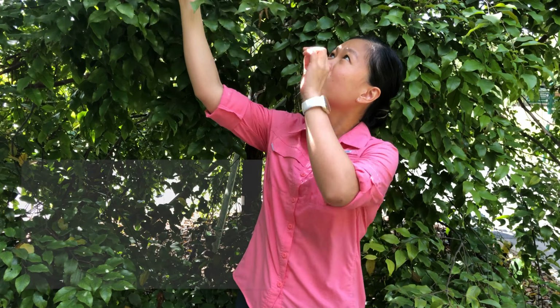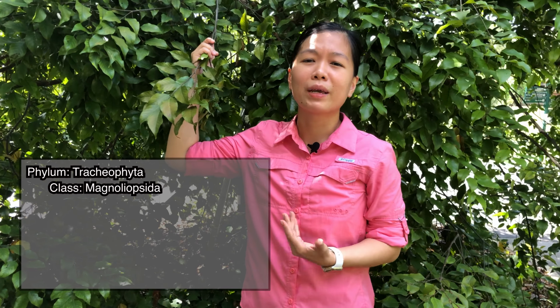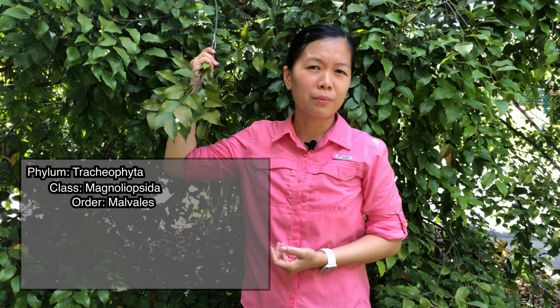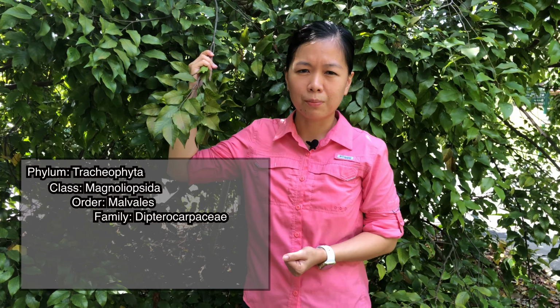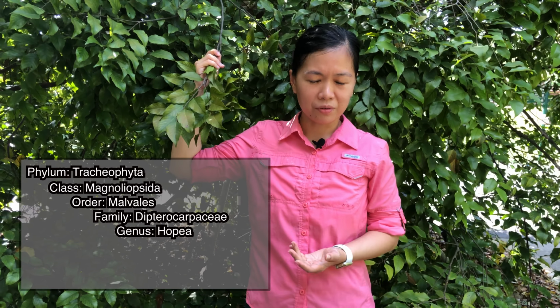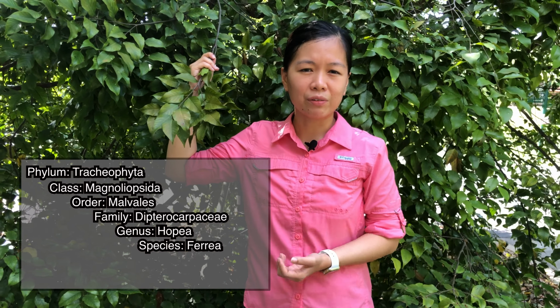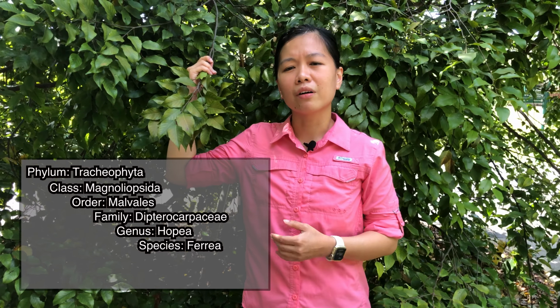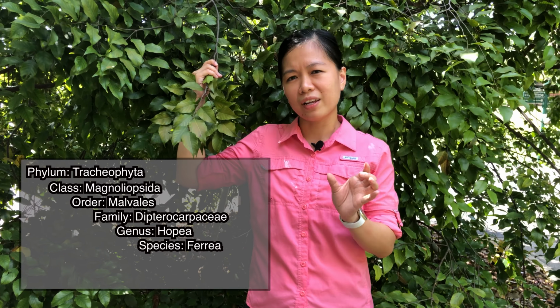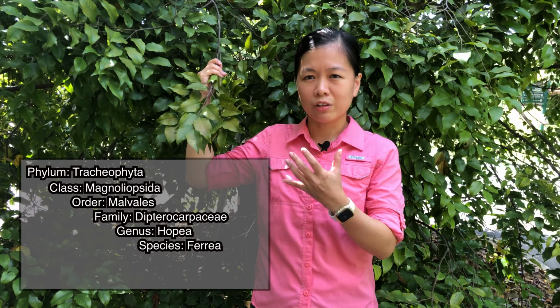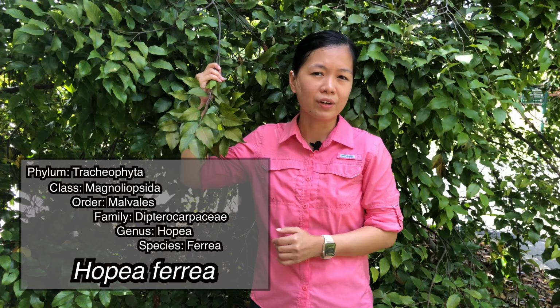Plants belong in the Eukarya domain, in the kingdom Plantae. And this is an example of how I would classify a plant. So this plant here belongs to the phylum Tracheophyta, in the class Magnoliopsida, in the order Malvales, in the family Dipterocarpaceae, and in the genus Hopea, and it is the species faria. So the species name of a plant is a combination of the genus and the species name. So the scientific name of this plant is Hopea faria.